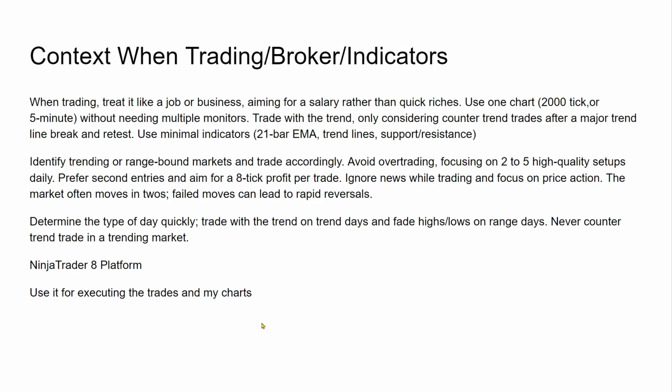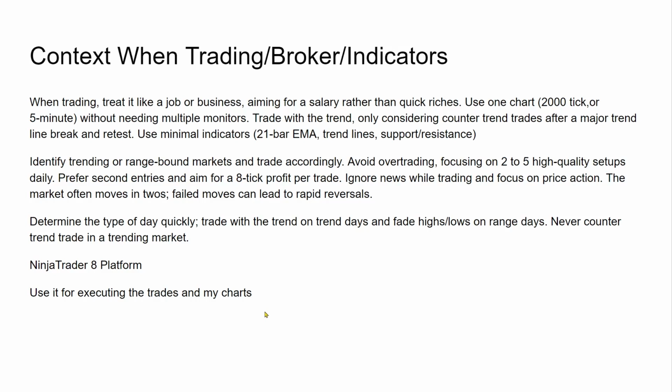The broker I use is NinjaTrader 8. I have tried everything under the sun, and I recommend that broker. I am not affiliated, but if they want to be, just hit me up in the emails. NinjaTrader 8 is the platform I use for executing and for my charts. For my indicators, I use a 21 bar EMA, just basic trend lines, support and resistance. Sometimes I use the ATR, a 14 period ATR indicator, for just the average true range. And I use a 2000 tick chart. You can also use a 5-minute chart if you'd like.